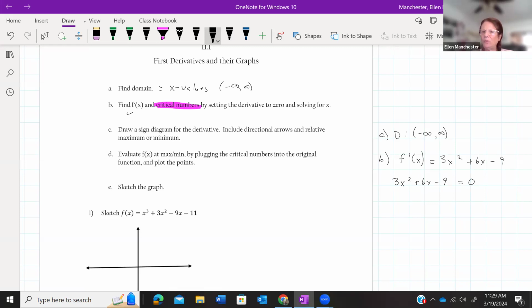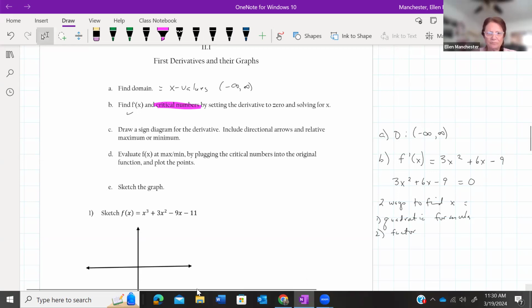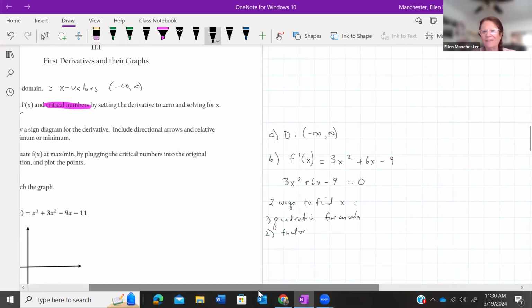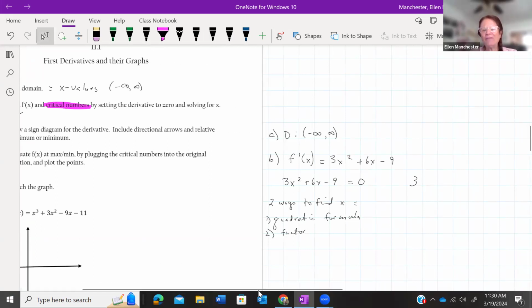So, 2 ways to do it. 2 ways to find x. You are going to use the quadratic formula. That's one way. Or you can factor. Okay? With this one, I'm going to factor. How do I know? Because I've done it before. No, I can see I have a 3 in common. So when I divide 3 out, I get x squared minus 2x minus 3 equals 0.